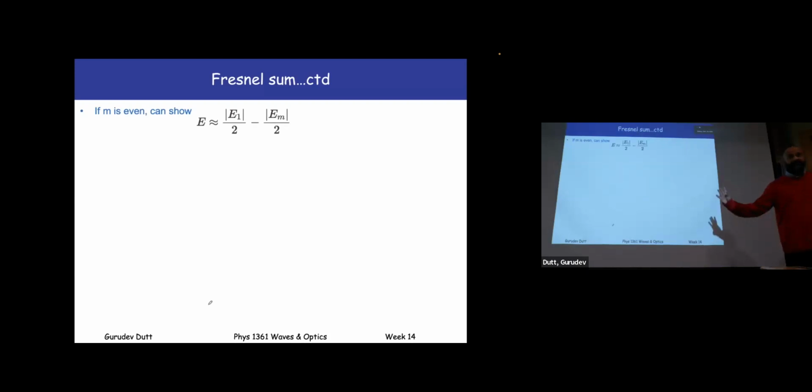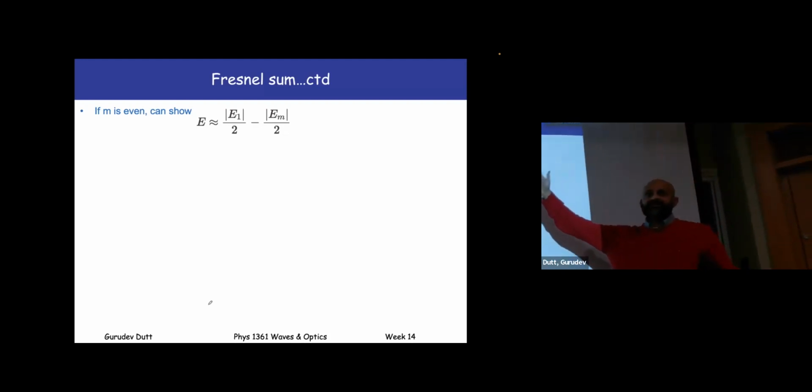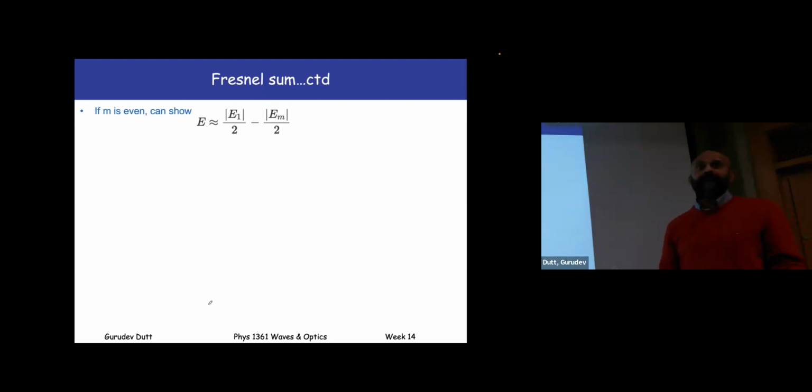So if m is even, by the way, I had chosen the m equal to odd case, but you can do m equal to even. You'll get the exact same result, except now the electric field is E1 over 2 minus EM over 2. But what is this EM that I keep talking about?